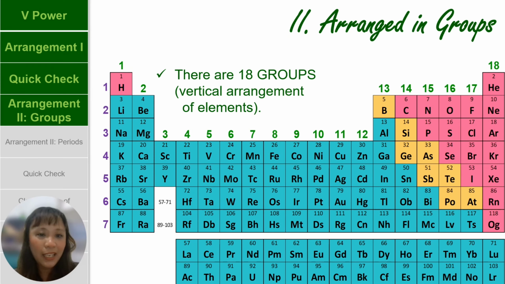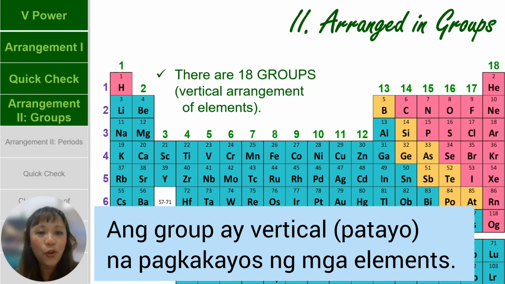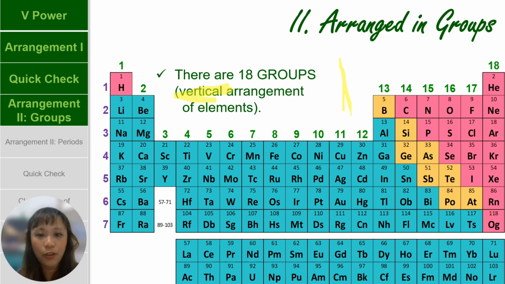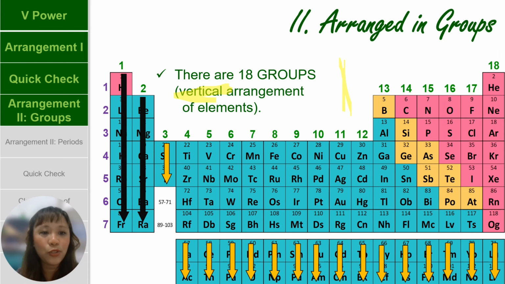The second way to arrange the elements is according to groups and periods. So the periodic table of elements has 18 groups. When we say group, it is the vertical arrangement of elements. So again, non-vertical means patindog, like that, patayo. So these are the 18 groups. That's group 1, 2, 3.